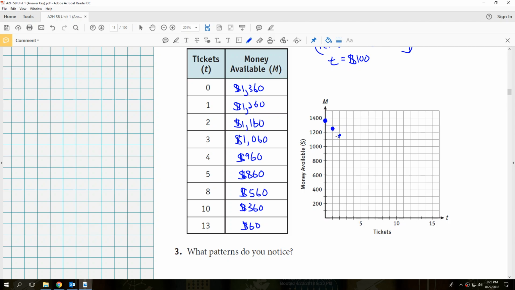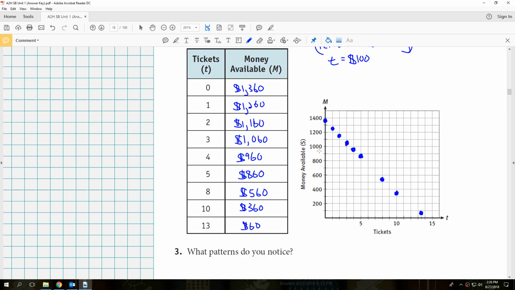3 would be 1160, 1060, 960, and 860 for 5. You can see I'm just following the pattern and making sure that here we got 5, 860. 8 would be 560, so let's go to 8, and then up to 560 here. And 10 would be 360. And finally 13 would be $60. And they've put a little mark here, and that's where 13 is, and we have about $60 here.